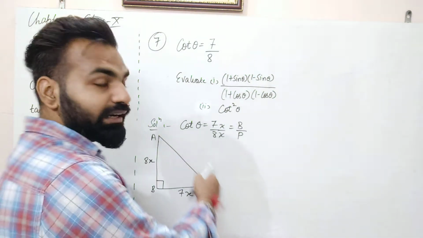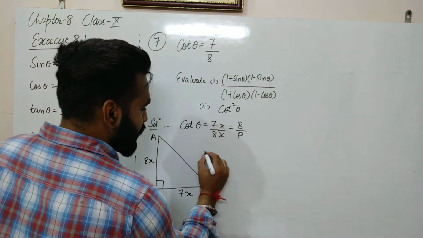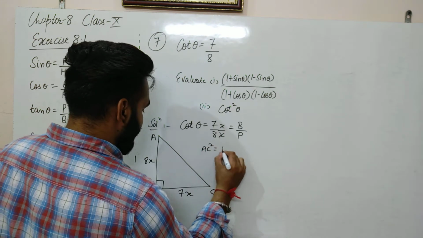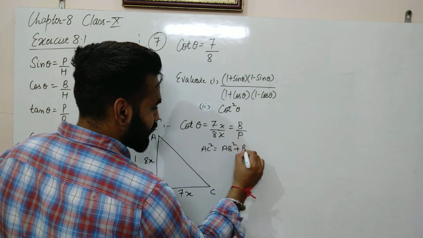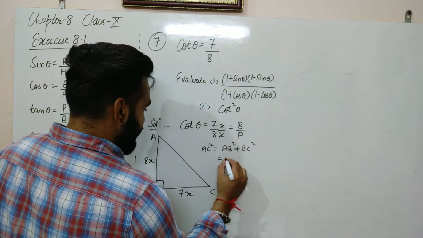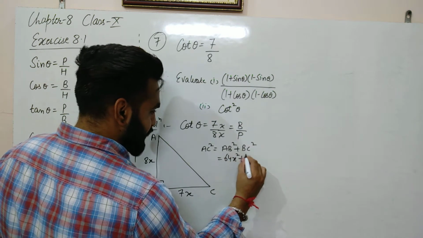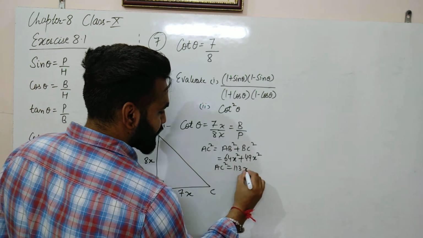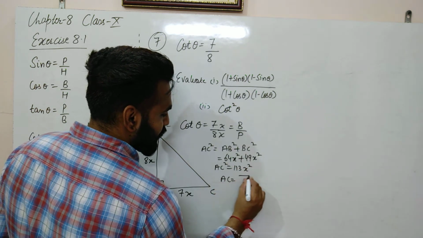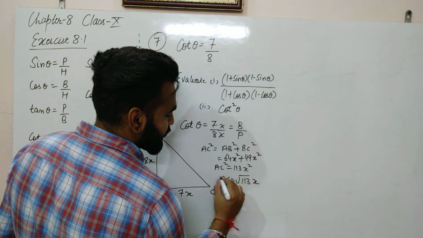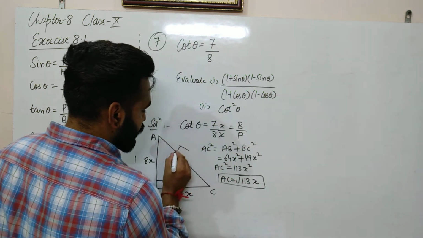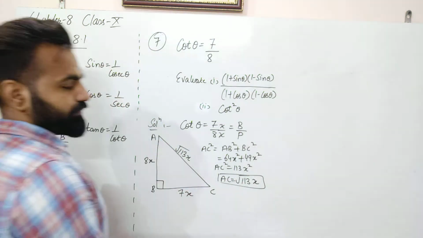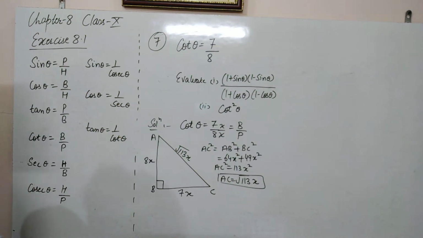We will find the third side by Pythagoras theorem. So AC square will be AB square plus BC square. This will be 64x square plus 49x square. AC square is 113x square. So AC is root 113x. So this is root 113x. Now all the three sides are known.